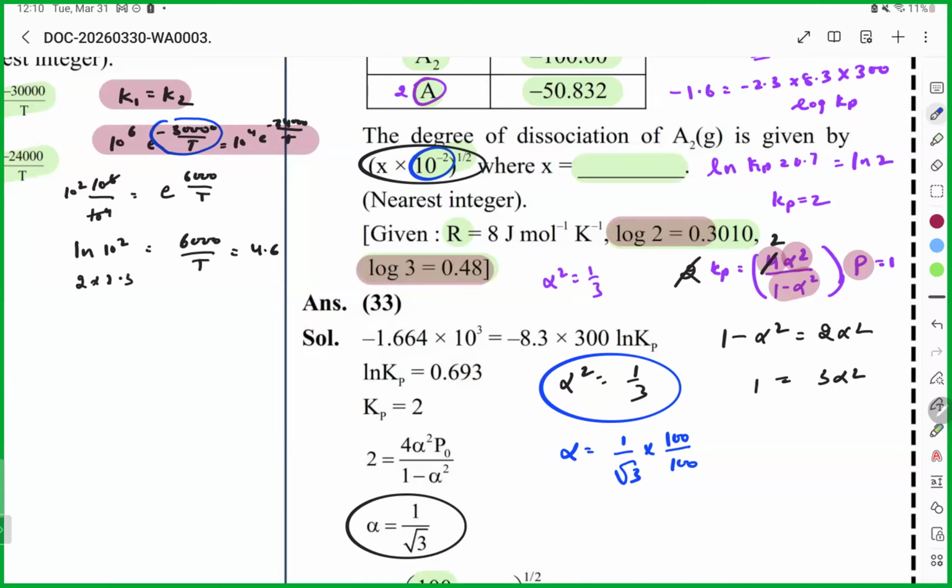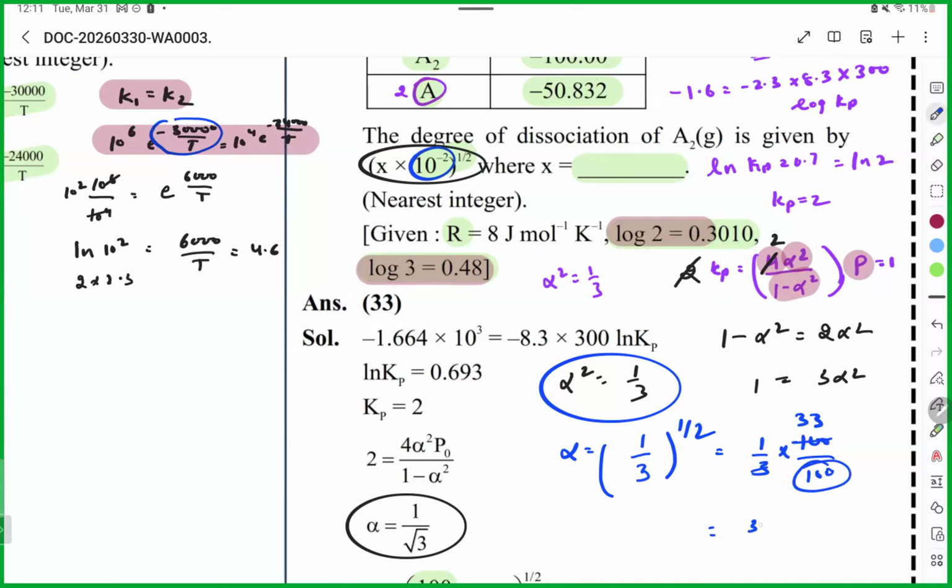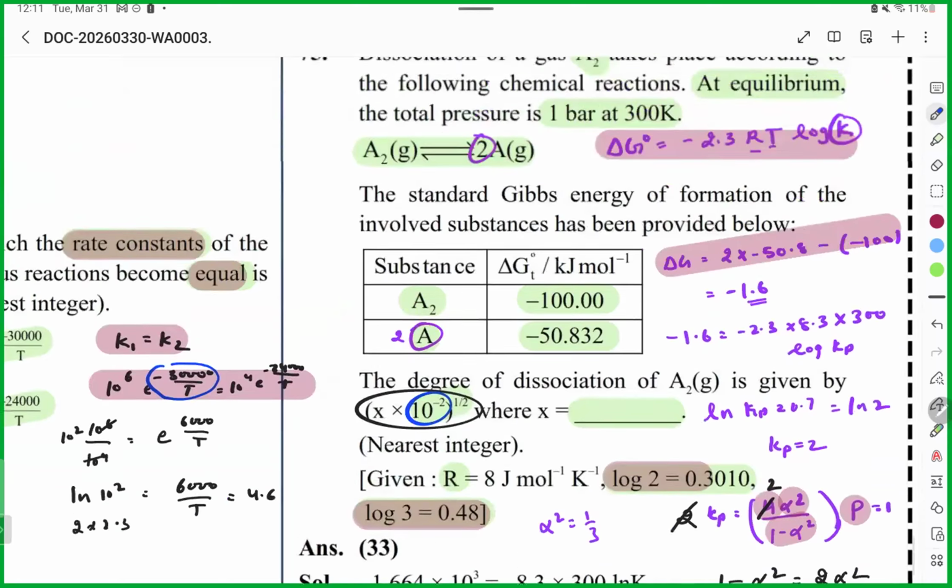And because it is taking whole power 1 by 2, to make it easy, what you can do, it will be like 1 by 3 whole power 1 by 2. It is same thing. हाँ ये भी कर सकते हैं. Same thing. Now 1 by 3 you multiply with 100, divide with 100. So 3, it will be 33. And this will become 33 into 10 raised to power minus 2, the whole power 1 by 2. Right? Done.